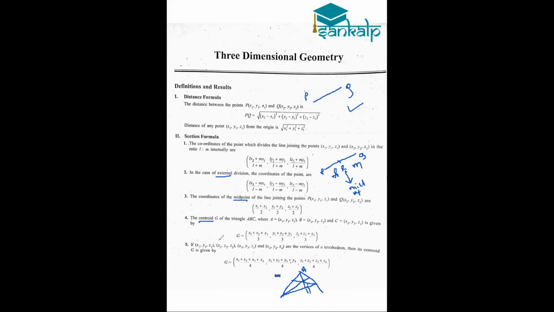Next, we have the centroid of a tetrahedron. A tetrahedron has four vertices. The centroid in this case is given by (x1 plus x2 plus x3 plus x4) upon 4, (y1 plus y2 plus y3 plus y4) upon 4, and (z1 plus z2 plus z3 plus z4) divided by 4. So next part.